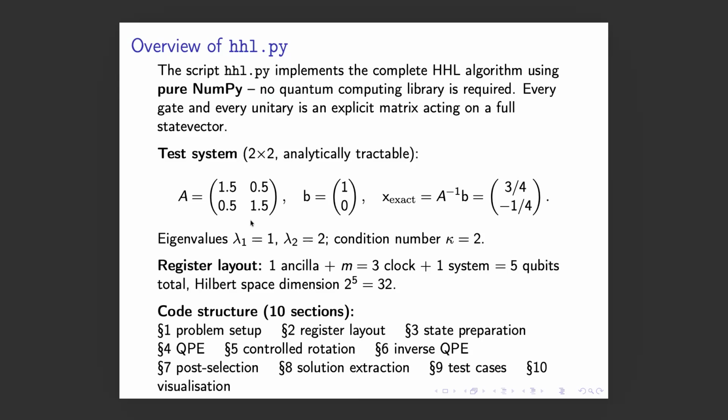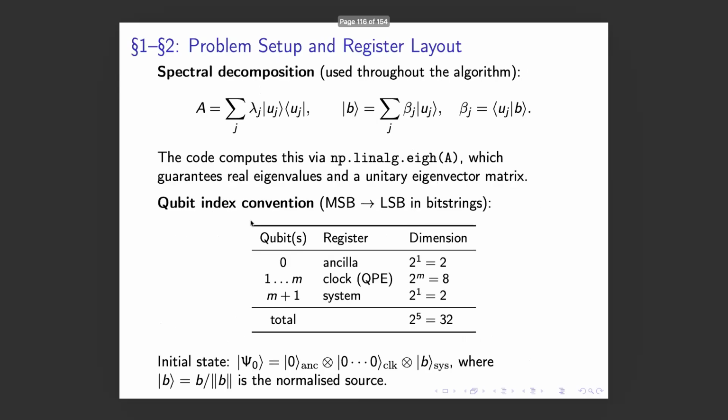It has a register layout with 1 ancilla, and then there is the system, and we have 3 qubits. M is the one we had in the phase register. So in total we have 5 qubits, so the Hilbert space dimension is actually 32 here. And there is a code structure. So maybe I should go to the Jupyter notebook here. Let me just stop that one and go to the Jupyter notebook.